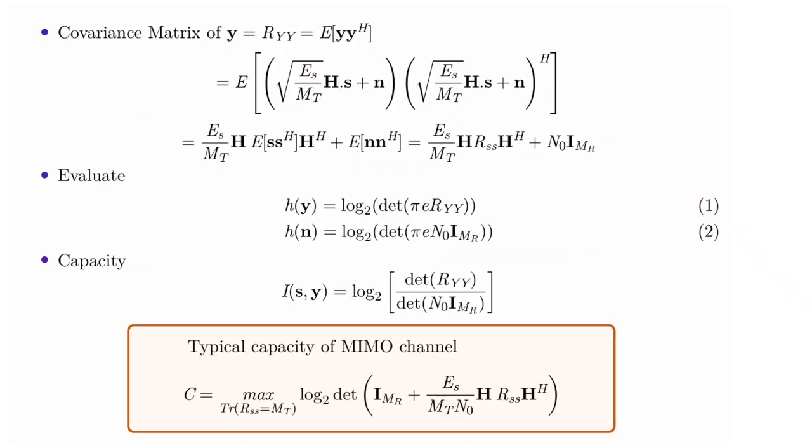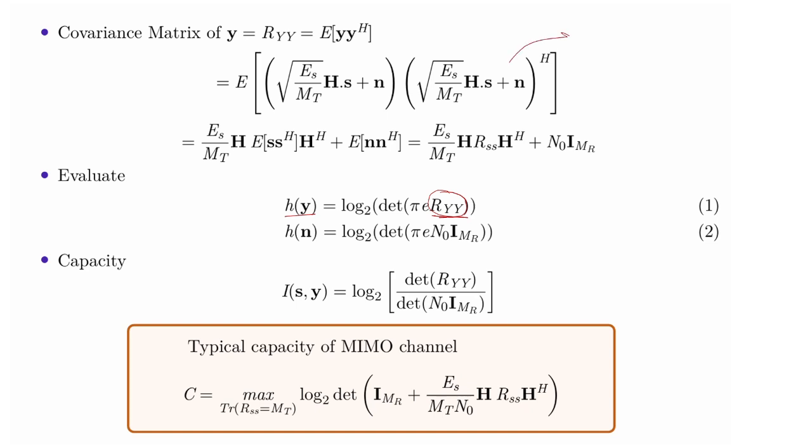Now again, we want to find out h of y. We know from our previous expression that h of y depends on the covariance matrix of y, that means R_YY. So we need to compute first what is R_YY. R_YY can be written as expectation of y y Hermitian. So we can first write the expression for y and then multiply it with y Hermitian.